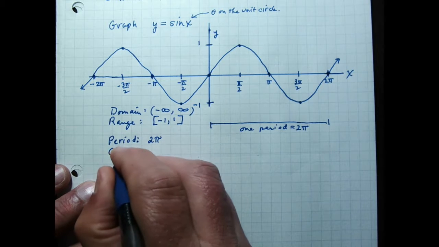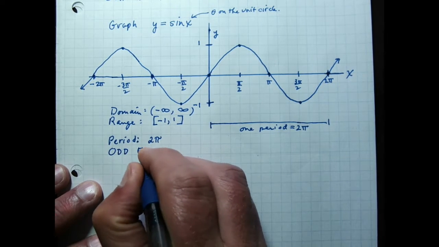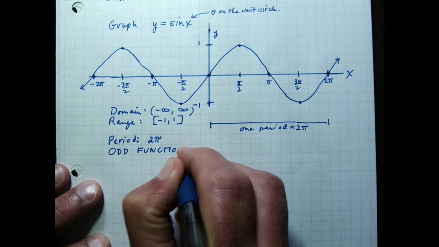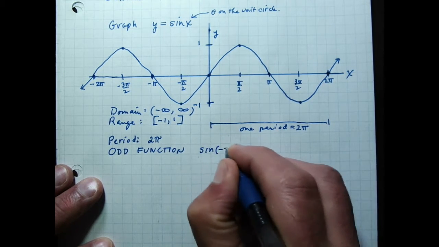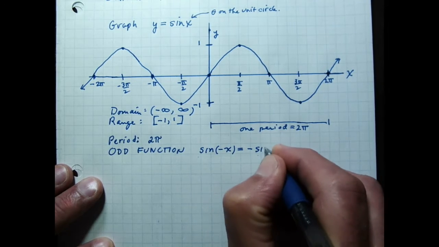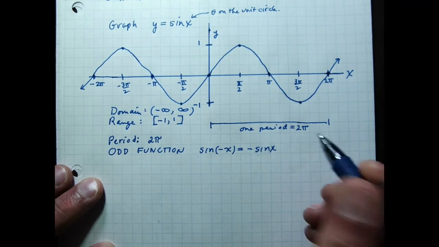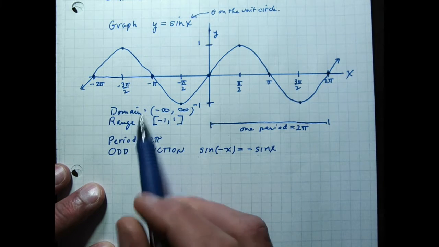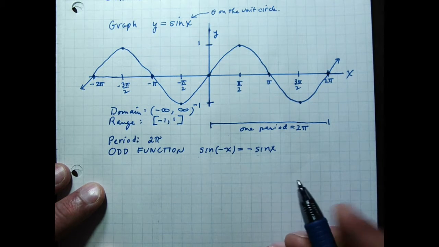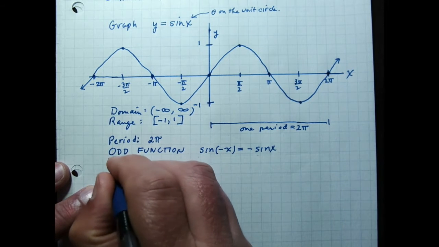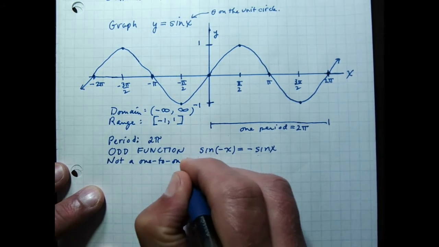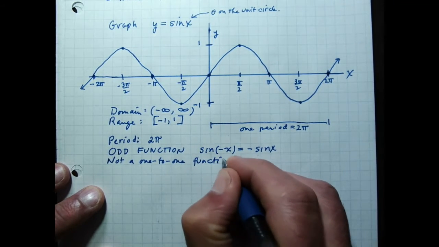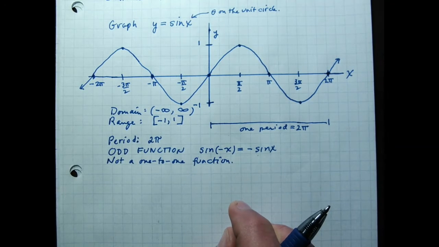Sine is an odd function. In symbols, that can be expressed by saying sine of minus x is always minus sine of x. There's also something called origin symmetry that we'll talk about more. And sine is not a one-to-one function, which is something we're going to be concerned about later in the course. So there's our sine function.